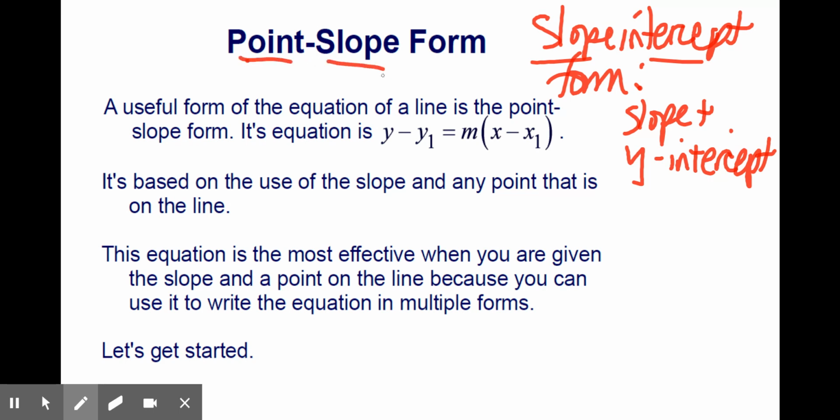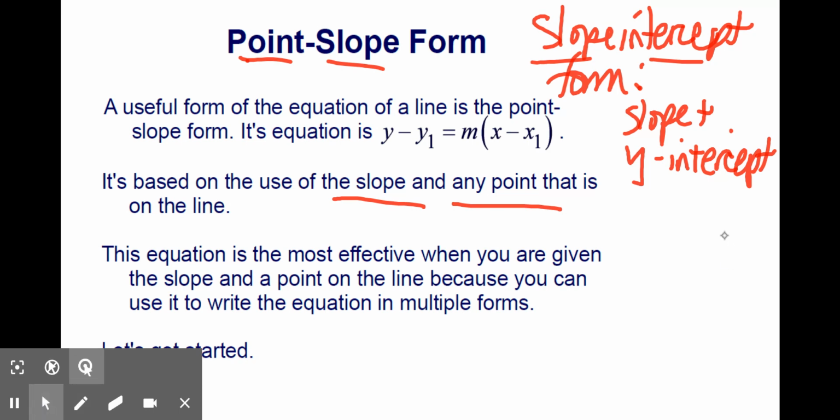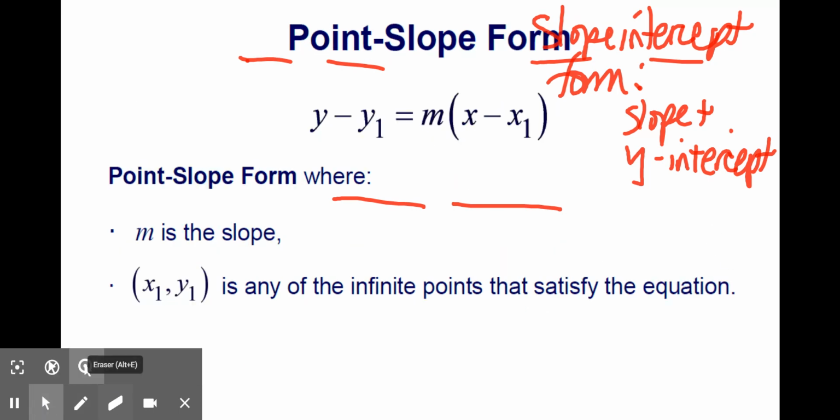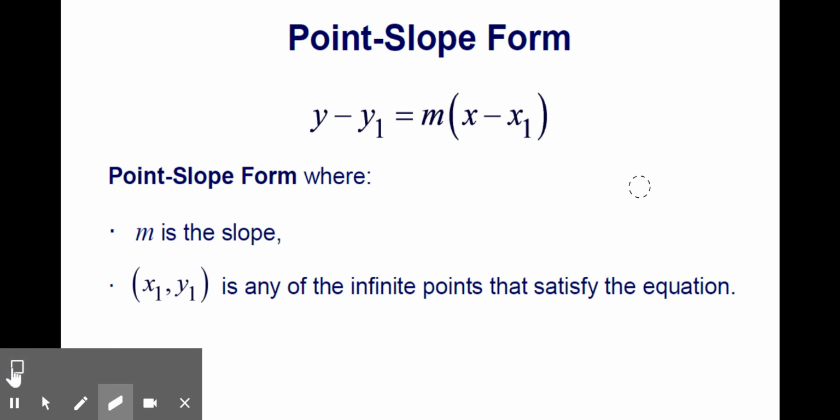So hopefully you can imagine what information you can get from point slope form to draw yourself a line. It's obviously going to be the slope and any point on the line. So you're going to get a point on the line and the slope from point slope form. Let's show you what it looks like. Here is point slope form.